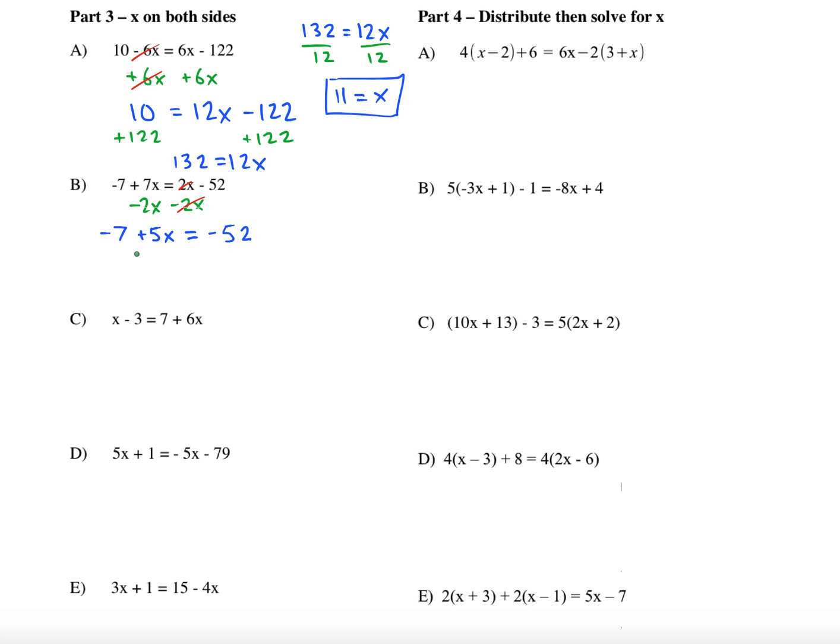Okay, now we'll add the 7. 5x equals negative 45. Divide by 5. X is negative 9.